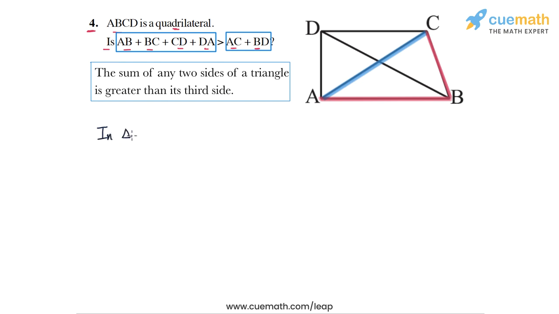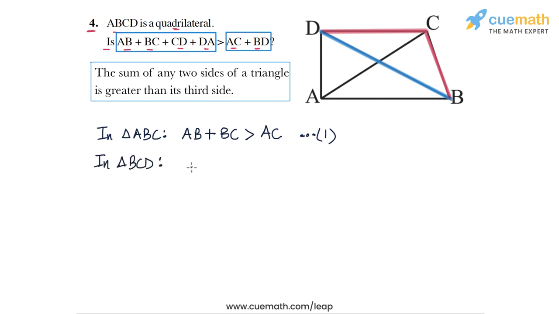In triangle ABC, the sum of the two sides AB and BC, which I have highlighted in red, so AB plus BC, must be greater than the third side, which is AC. Let's call this inequality 1. Then we apply this property to the triangle BCD. So in triangle BCD, the sum of the two sides BC and CD, so BC plus CD, must be greater than the third side, which is BD. Let's call this inequality 2.